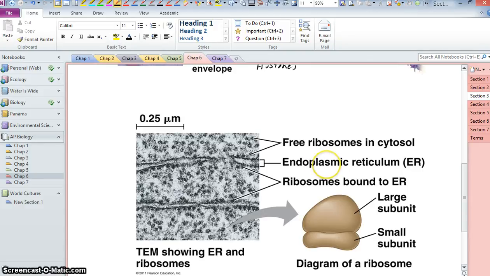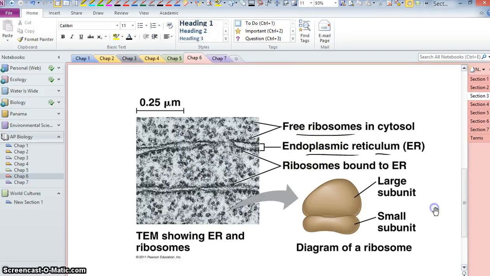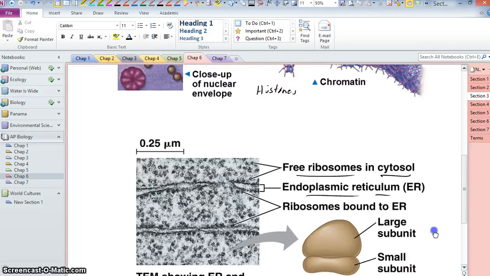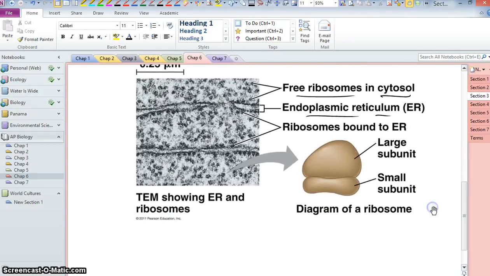So ribosomes attached to endoplasmic reticulum, but you also have free ribosomes out in the cytoplasm, or in the cytosol, the liquid part of the cytoplasm. Ribosomes, the sites of protein synthesis, consist of both ribosomal RNA and protein, and they come in what's called the large subunit and the small subunit, and they get together to make the ribosome.